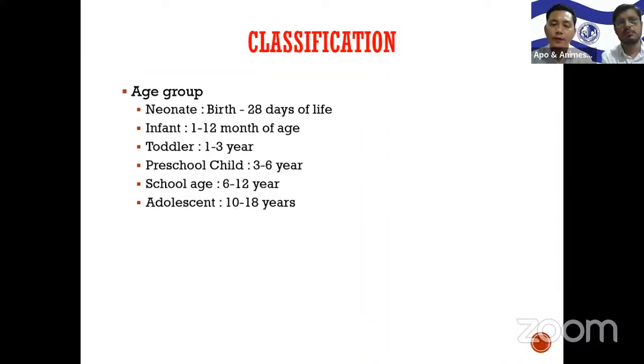The classification, according to the age group, we can classify pediatrics as neonates, that's from birth to 28 days of life. Infants, that's from 1 to 12 months of age. Toddlers, from 1 to 3 years. Preschool child, from 3 to 6 years. School age, 6 to 12 years. And adolescent, from 10 to 18 years of age.